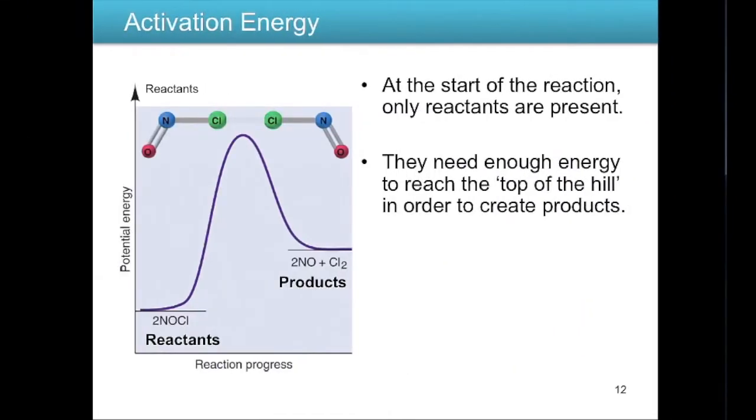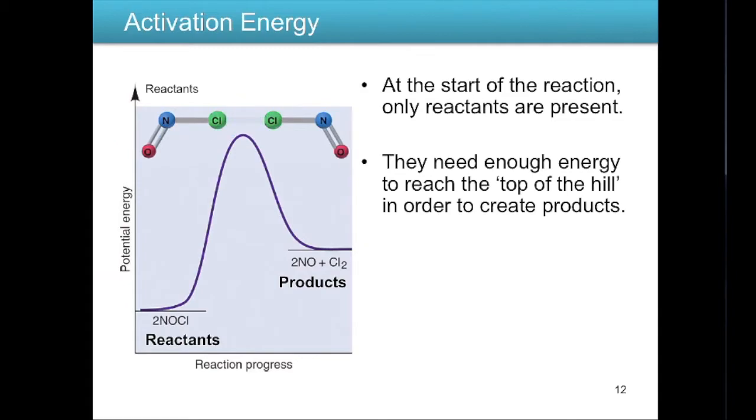So let me break it down a little bit and show you how this would proceed. What we see here is a potential energy diagram. Here the reactants have a specific amount of energy, the products have a specific amount of energy, and the top of this curve represents the activation energy, or the energy required for a reaction to occur. So when the molecules collide, they need to collide with this much energy in order for a reaction to occur.